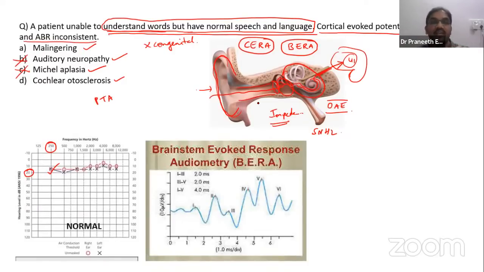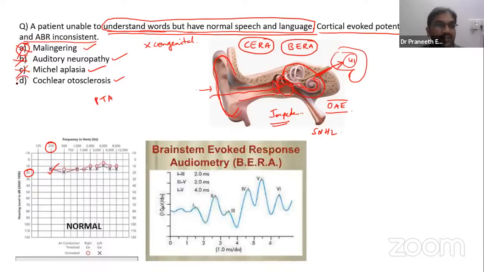You understood my point. So in case of BERA or CERA, cortical evoked response audiometry, definitely the BERA should be normal. PTA is abnormal, but BERA is normal. That means the patient is malingering, because BERA is an objective test. It does not depend on the responses given by the patient. Okay, so the answer here could not be malingering. This is not the answer here. If the question was given like this, PTA is abnormal, but BERA is normal and CERA is also normal, then it could have been malingering.